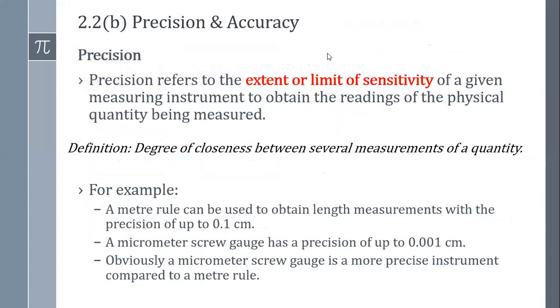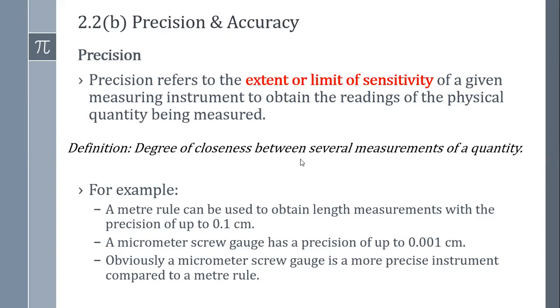Now I'll talk about precision. What is meant by precision? It refers to the extent or limit of sensitivity of a given measuring instrument. Or we can say the definition is the degree of closeness of several measurements of a quantity. Please add something here about the mean value. That's the second point. Degree of closeness. How close is it?